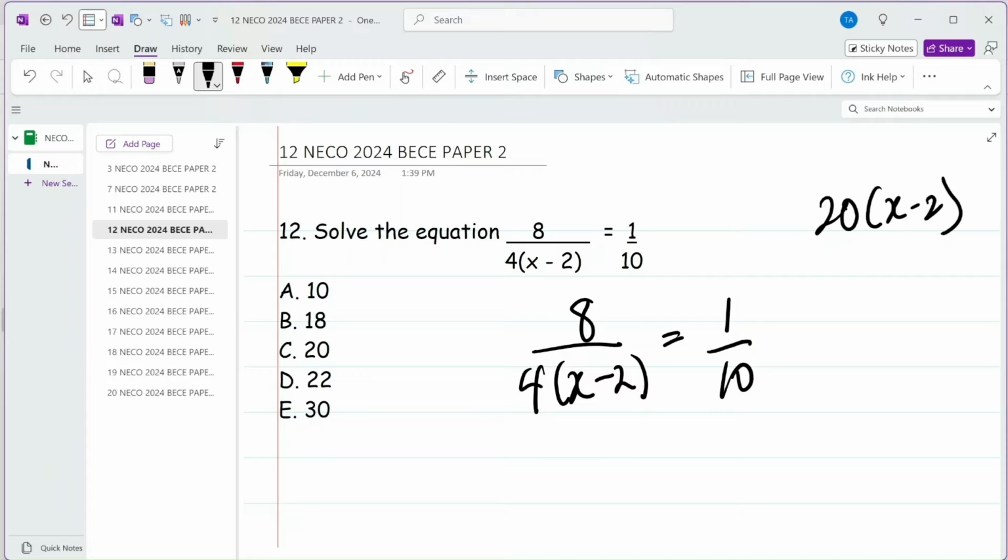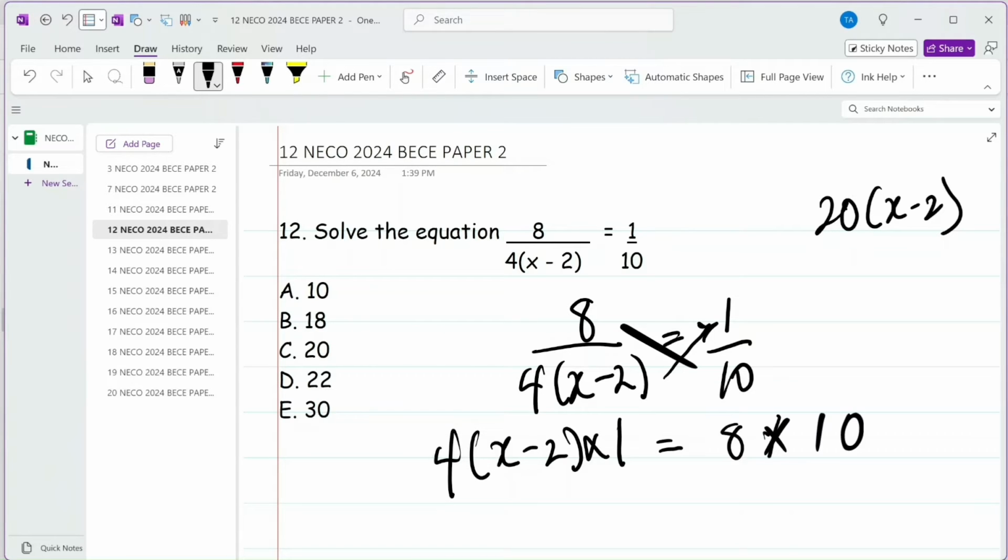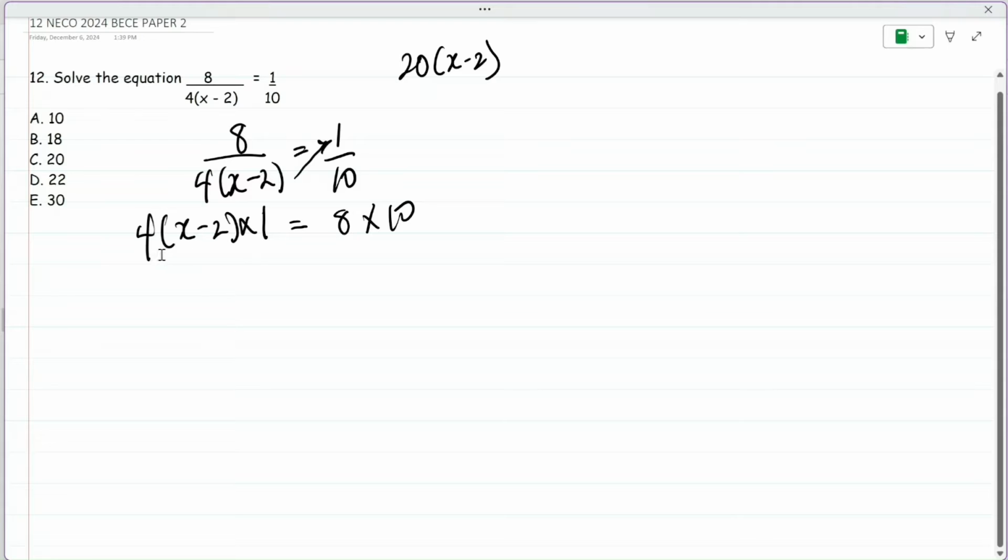We have 4 into open bracket x minus 2 close bracket times 1 first. So we have 4 into open bracket x minus 2 close bracket times 1 equals, on the other side, you have 8 times 10. Anything times 1 is that number. So 1 times 4 into open bracket x minus 2 close bracket is still 4 into open bracket x minus 2. Let's get the 1 off first.